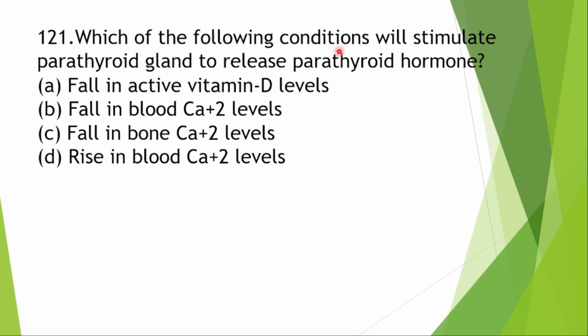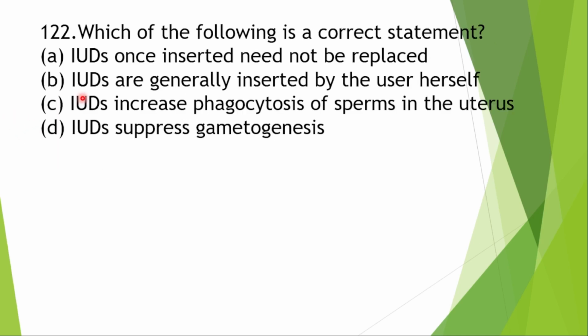Which of the following conditions will stimulate the parathyroid gland to release parathyroid hormone? A. Fall in active vitamin D level, fall in blood calcium level, fall in bone calcium level, rise in blood calcium level. So here the right option is option B. Next question, that is 122.